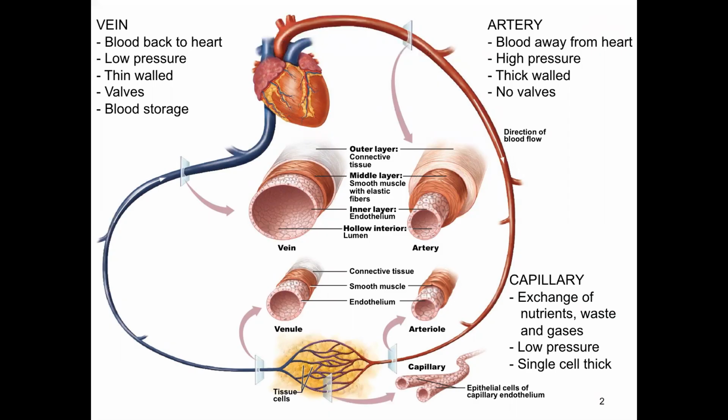So here, leaving the heart, we have the arteries. And the definition of arteries are those vessels that take blood away from the heart, okay? So more specifically, they are under higher pressure. They, in general, have thick walls, and there are no valves, all right? So these arteries become progressively smaller as we get further and further from the heart, and eventually, instead of arteries, they're called arterioles.